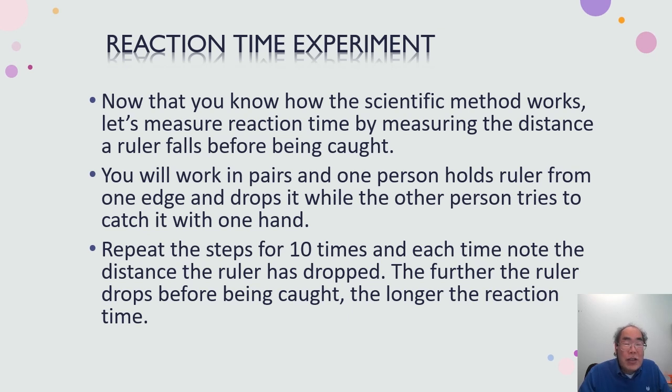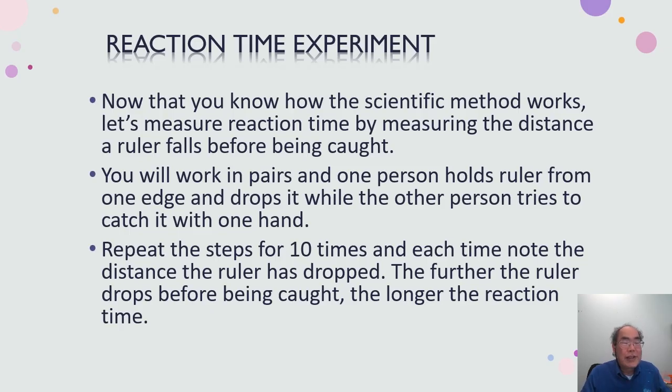You'll work in pairs. One person holds the ruler from one edge and drops it while the other person tries to catch it in one hand. So you'll have a ruler here. One person will be dropping it. The other person will be catching it. And do it a few times to get the feel for it before we actually start the experiment.